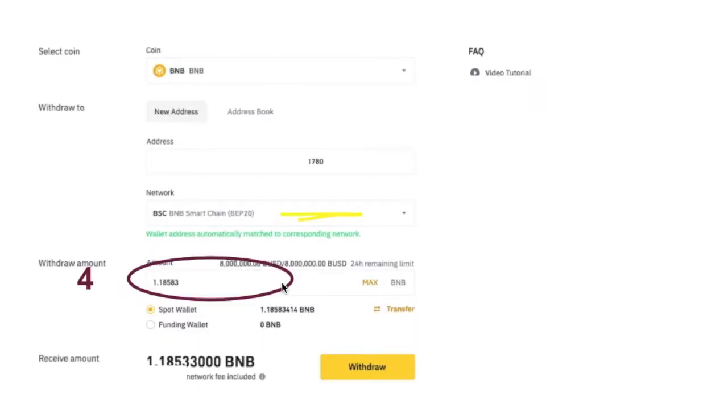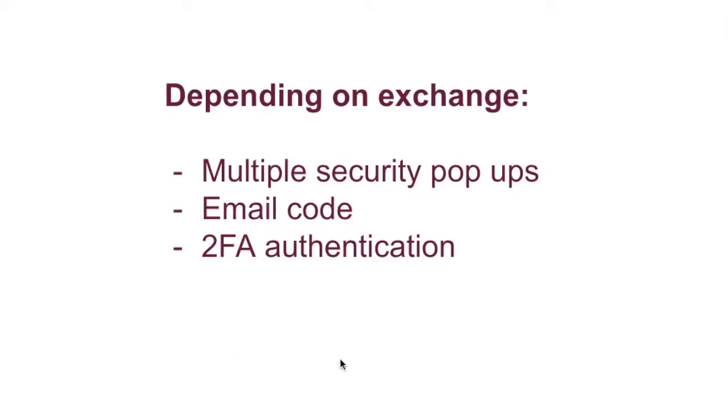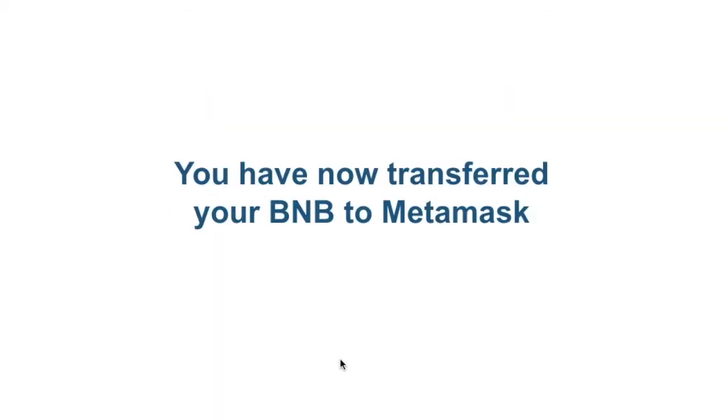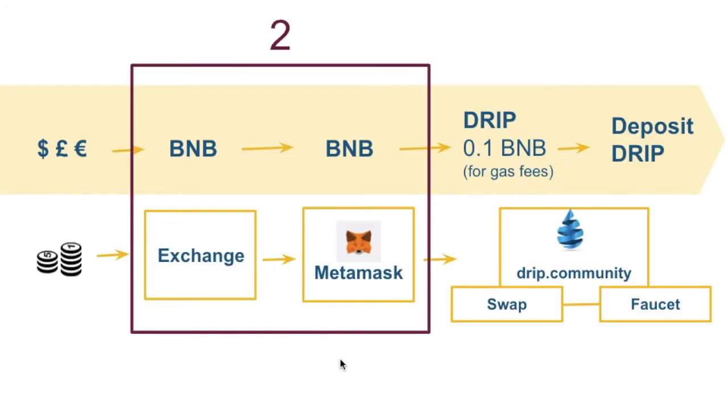Next step, step number 4 here is we're going to input how much BNB we want to transfer out. In that moment now, I would click on withdraw. Now with that, depending on the exchange, you can have multiple security pop-ups that ask you, did you double check the address is really the right one? You will then probably have to go into your email and click on a confirmation code, and you will probably have to go through your 2-factor authentication because you have turned that on, right? And with that, you have now transferred your BNB to your MetaMask. Congratulations. So that was the second step.